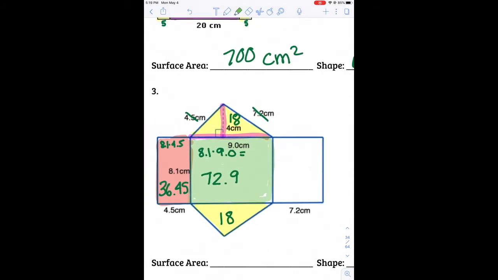All right, you have 1 rectangle left. See if you can pause the video and find the area of this last rectangle. For this last rectangle, you would do 8.1 times 7.2, and that comes out to 58.32. See if you could remember the last step for finding surface area and do that last step. Pause the video if you need more time.